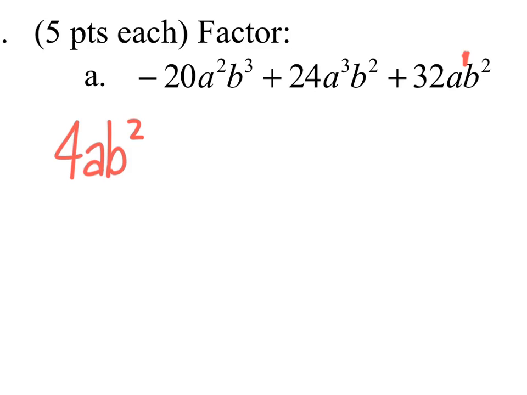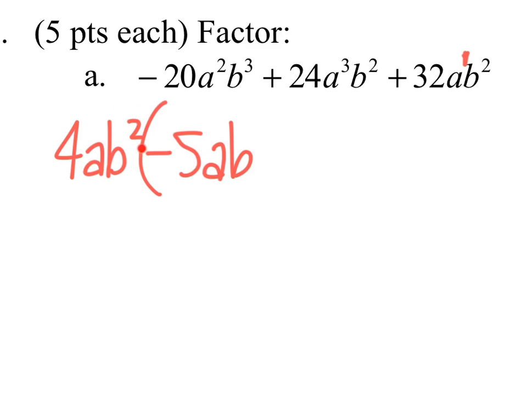And what does that leave us with? Well, I know we're going to have to open parentheses. Positive 4 times what gives us negative 20? I know that it's going to be negative 5. And how many a's are left over? A times what gives us a to the second? We've got a single a. And then here we're at b to the third, and we can multiply simply b to the second times b, which will give us b to the third.